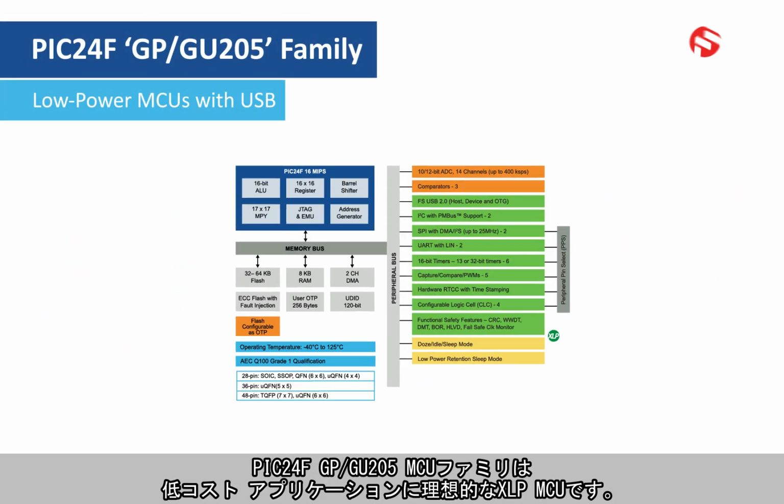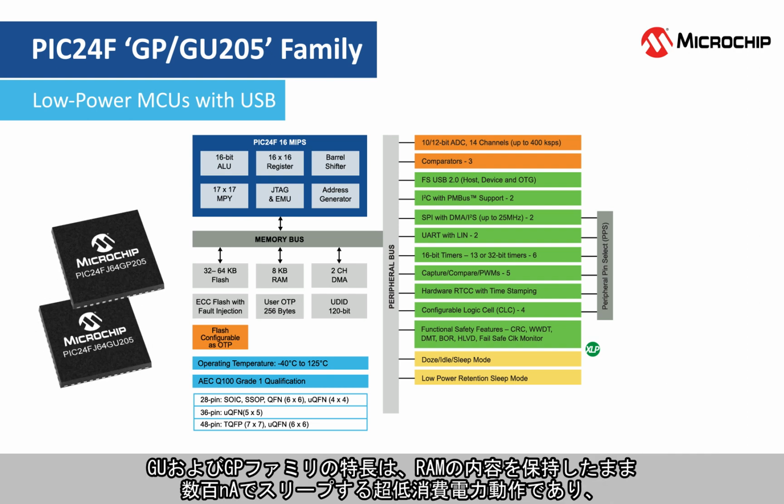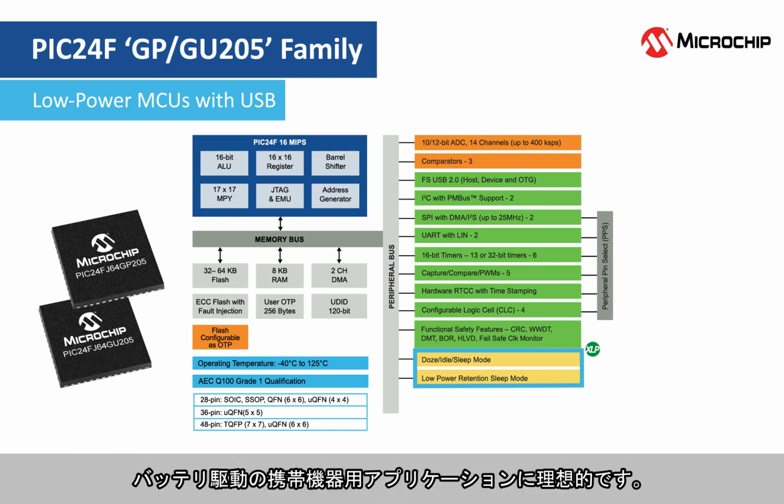The PIC24F GP and GU205 microcontroller family are extreme low power MCUs ideal for cost-sensitive applications. The GU and GP family features ultra-low power operations with sleep current down to a few hundred nanoamperes while retaining the complete RAM content, making it perfect for battery-powered portable applications.